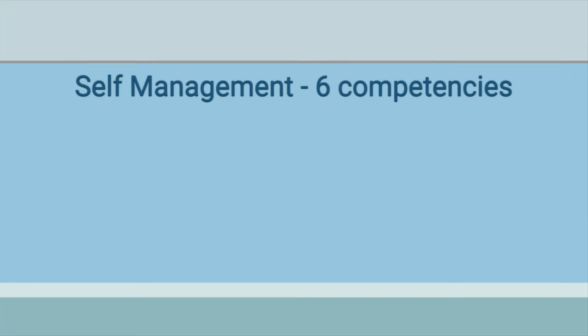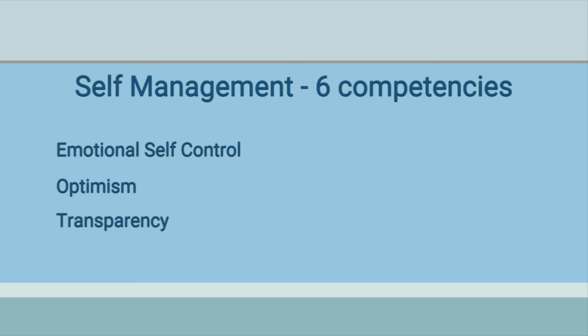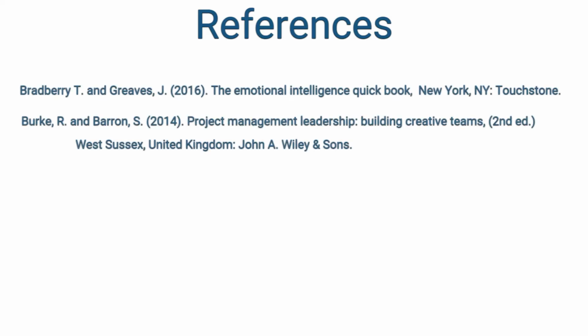Let's review what we have learned today. Self-management is one of 4 domains that Daniel Goleman identified for emotional IQ. There are 6 competencies that exist in the self-management domain: emotional self-control, optimism, transparency, achievement, initiative, and adaptability. Emotional IQ is a discipline that has evolved over the last century.